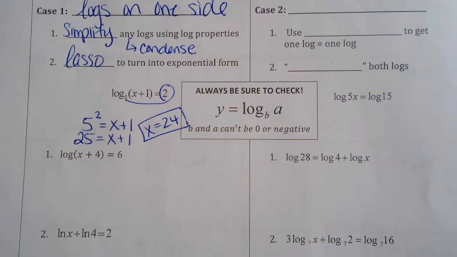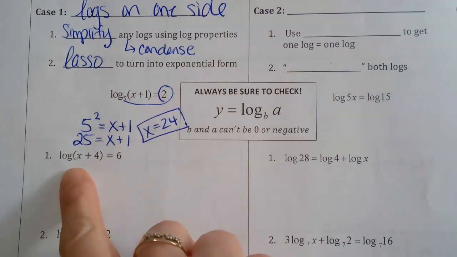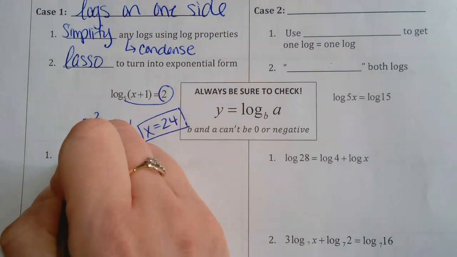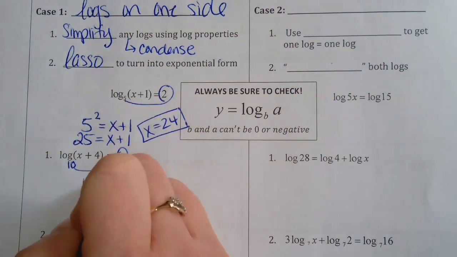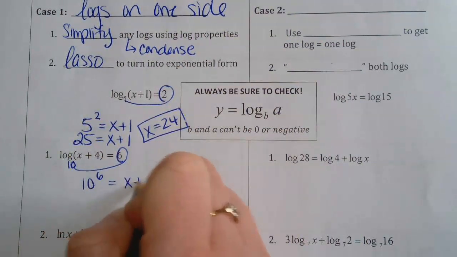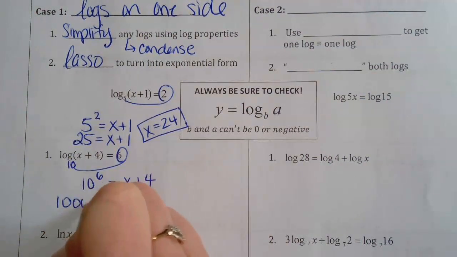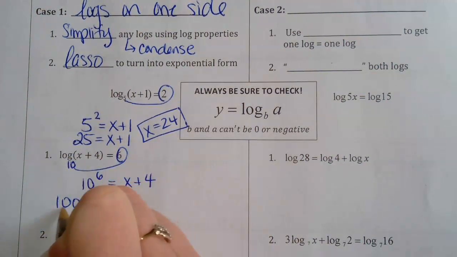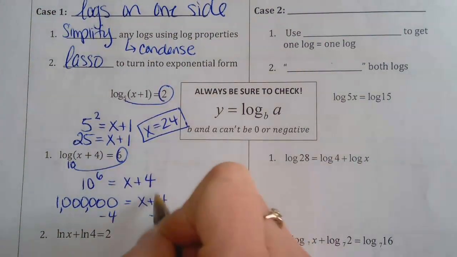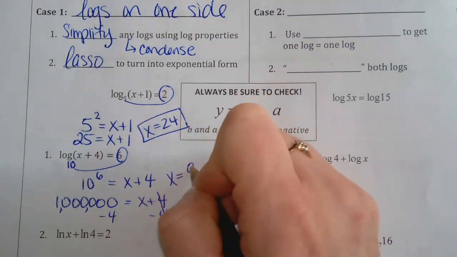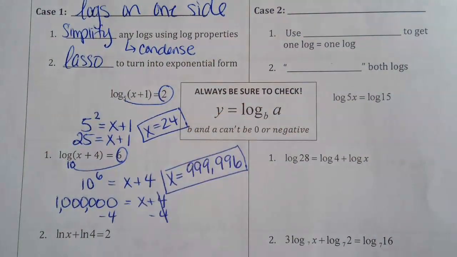On number 1 here, our log is as condensed. It almost looks exactly like the example we just did, except there's no base written. If it's a log, remember it's a base 10. So if I lasso that up, I would get 10 to the 6th power is equal to x plus 4. 10 to the 6th power is 1 million, so 6 zeros. Subtract that 4 from it and we get 999,996. Go big, right?